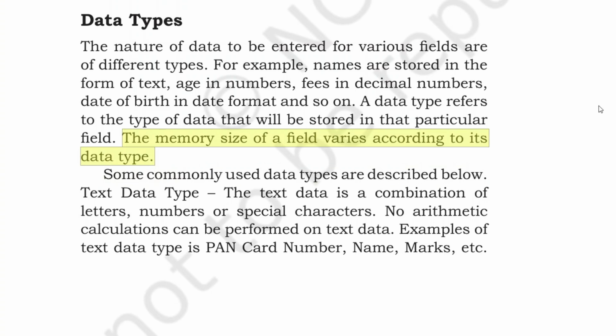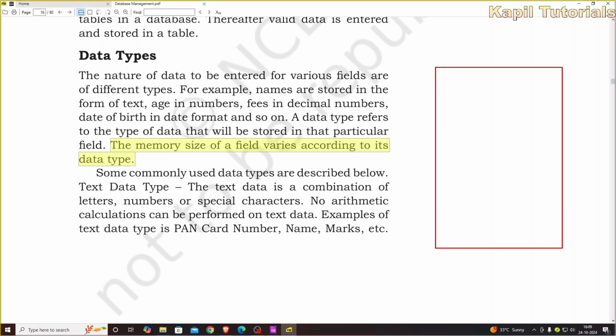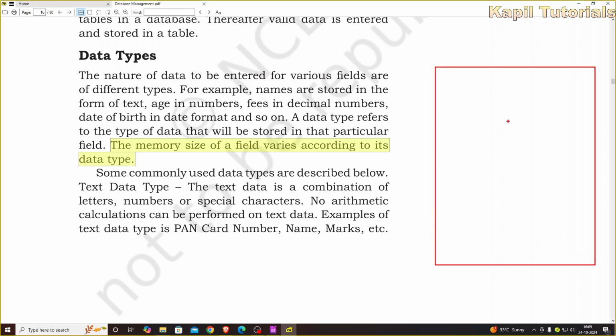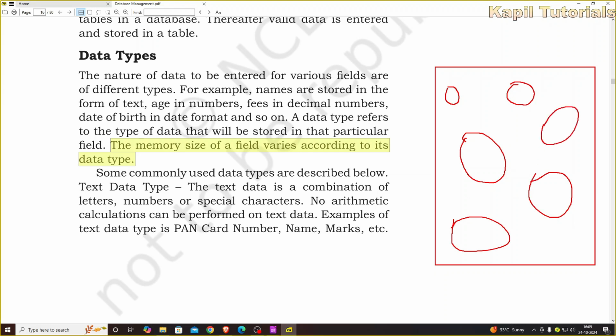Memory means, I'll show you here. Suppose this is the memory of a computer. If your computer has 16 GB, whenever you are storing something, it takes space in the memory. Some data types will take more. Even if you play a game on the computer or watch a movie, everything is stored in your temporary memory, RAM. The memory size of a field varies according to its data type. One data type may take less memory and another will take more. Some commonly used data types are described below.